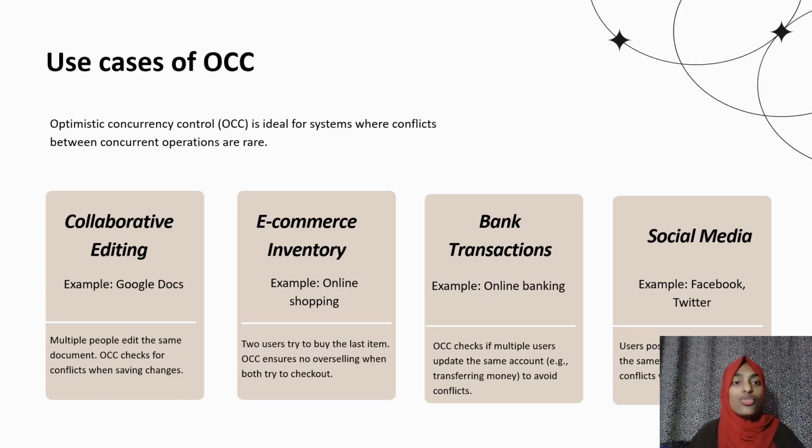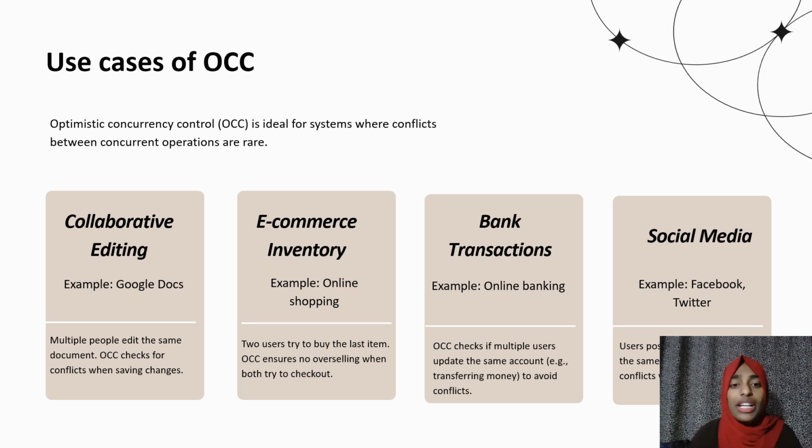The next one is uses of OCC, just like the applications of OCC. Nowadays, these are used in very huge systems where the conflicts between concurrent operations are very rare. The first one is collaborative editing. Multiple people may edit the same document at a time, and OCC checks for conflicts when saving the changes. Examples I can mention here are Google Docs as well as Canva.